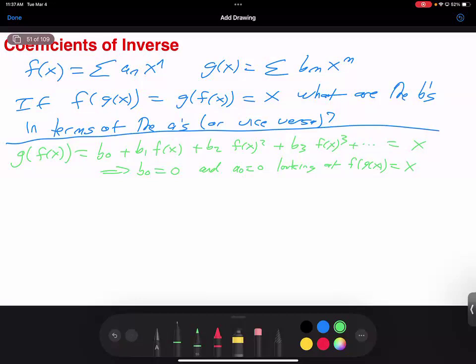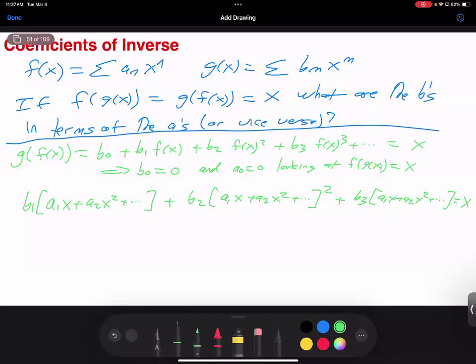So if I want to have f and g going in this direction, I need b of 0 and a of 0 to be 0. Okay, so now I have b1 f of x, that's going to be a1 x plus a2 x squared plus dot dot dot, plus b2 (a1 x plus a2 x squared plus dot dot dot) squared plus b3 (a1 x plus a2 x squared plus dot dot dot) cubed, and so on, equals x.